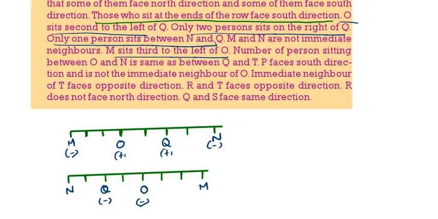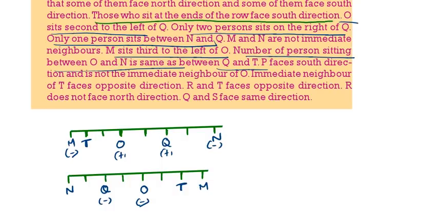Then the number of persons sitting between O and N is same as between Q and T. Between O and N, how many persons are there? See here, between O and N, 3 persons. Same between Q and T. Between Q and T also there should be 3 persons. So here we will get T.